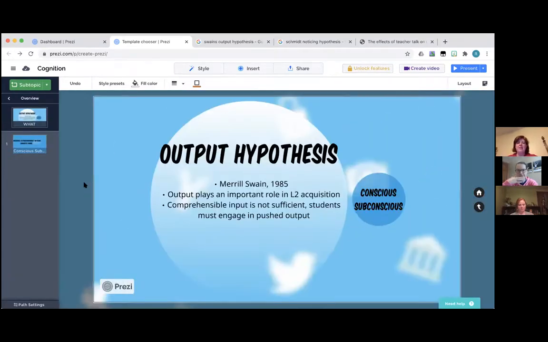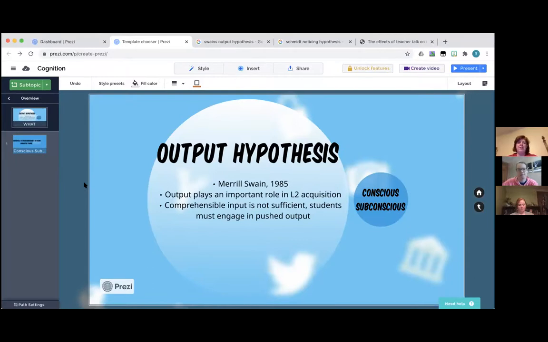And the output hypothesis was developed by Merrill Swain in 1985. Output plays an important role in second language acquisition, and comprehensible input is not sufficient, that students must engage in pushed output.